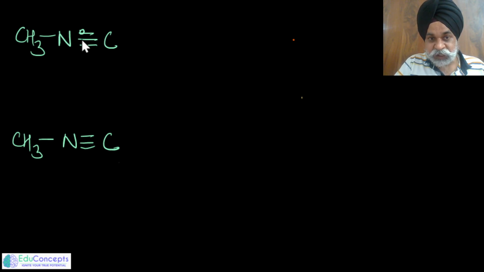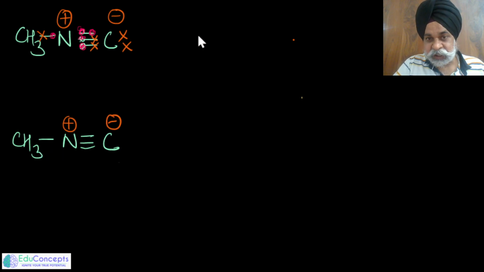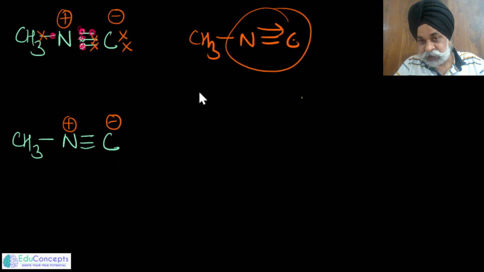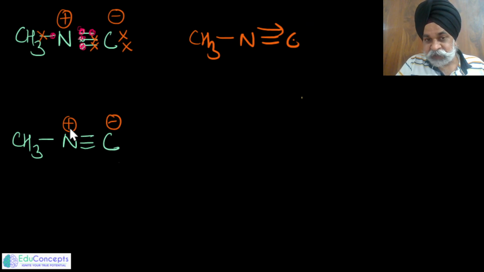If I go with the chemical bonding aspect of it, nitrogen is having 5 electrons, and these are the electrons of the carbon. As a consequence, we say that here the nitrogen has a positive charge and carbon has a negative charge. So from the chemical bonding aspect, methyl isocyanate has a coordinate bond of this nature. The point here is that carbon has a negative charge and nitrogen has a positive charge.